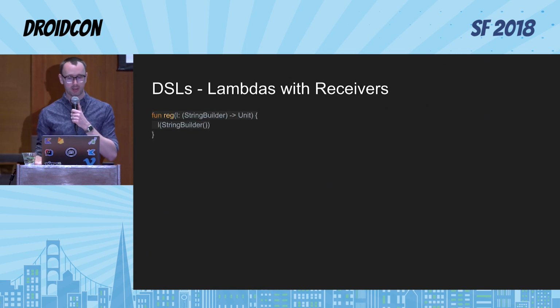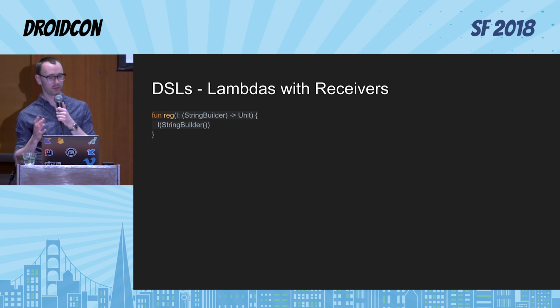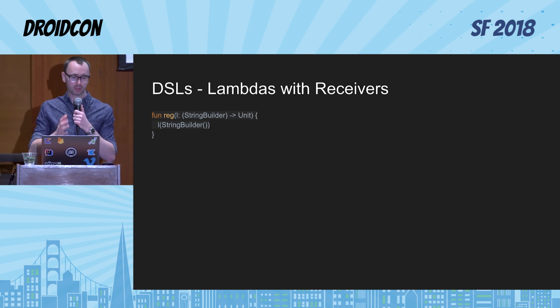And here's how you make lambdas with receivers. It's pretty simple. This is not a lambda with receiver. This is a regular function that takes a regular lambda, that takes a string builder and returns nothing. And then in the method body, you would call it.